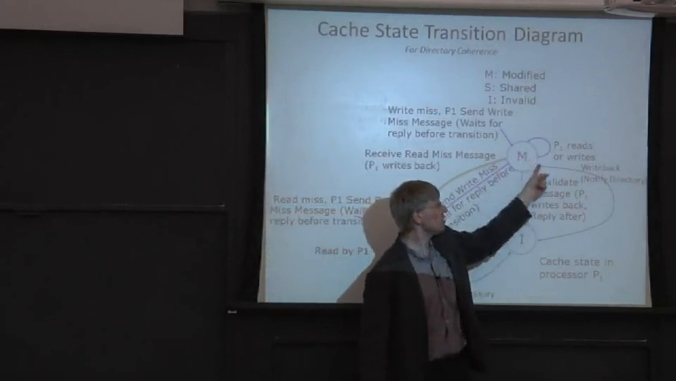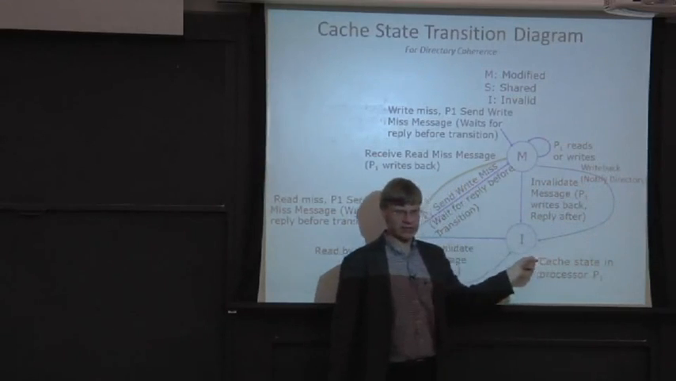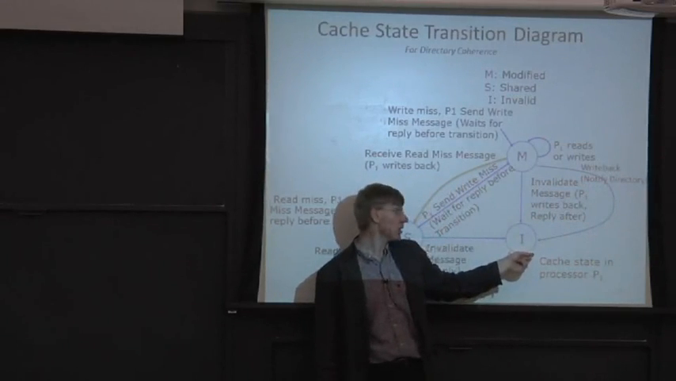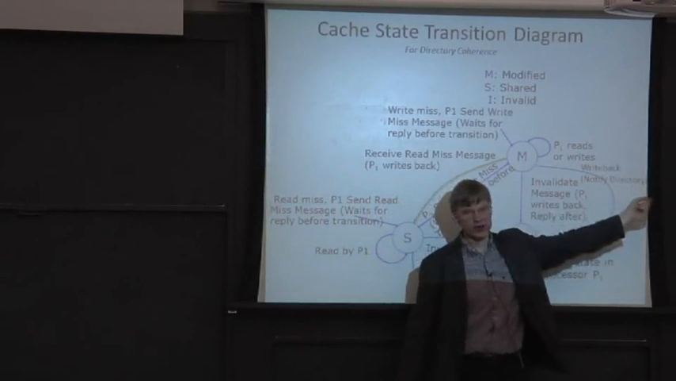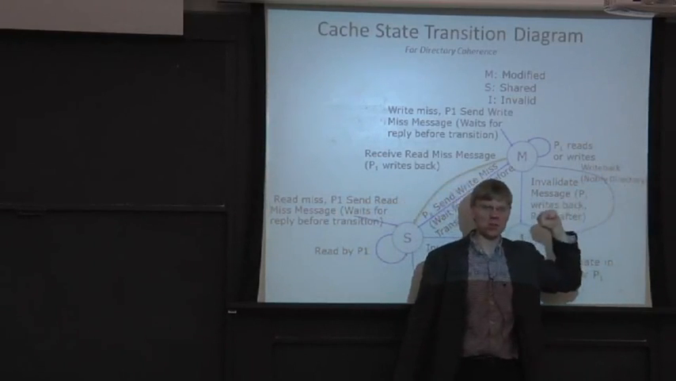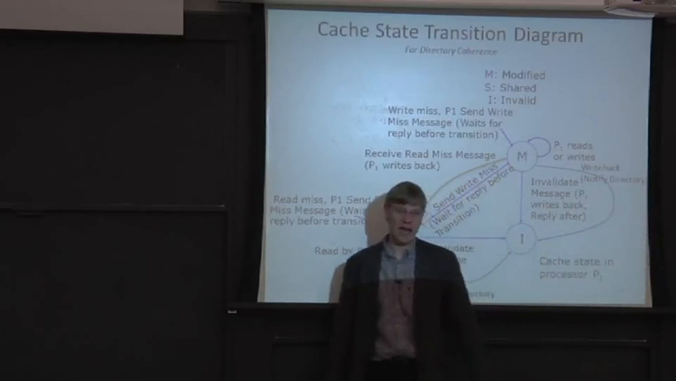So if it's in the modified state, we can write back the data, because we have dirty data. We write back that to the directory. And then we notify the directory saying, we don't have a copy of this anymore. You can transition to having it uncached.